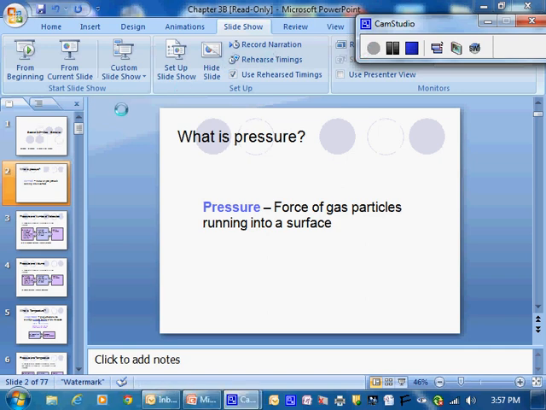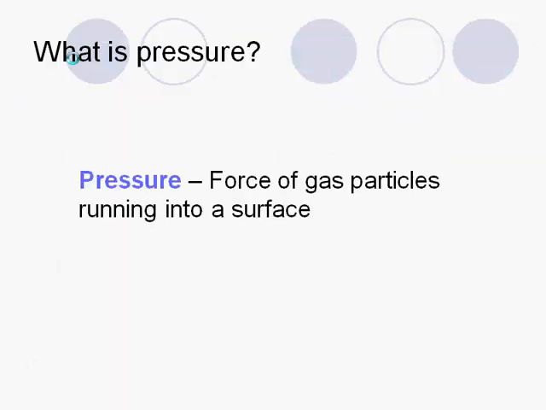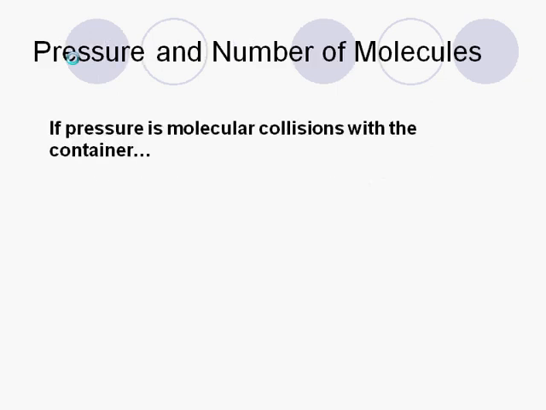Okay, we've been talking about gases, and all gases exert some sort of pressure. So we need to start and discuss what pressure is. It's the force from the particles actually running into a surface. So what happens when we increase the number of particles that we have? If we have a pressure, it's going to be from those collisions.